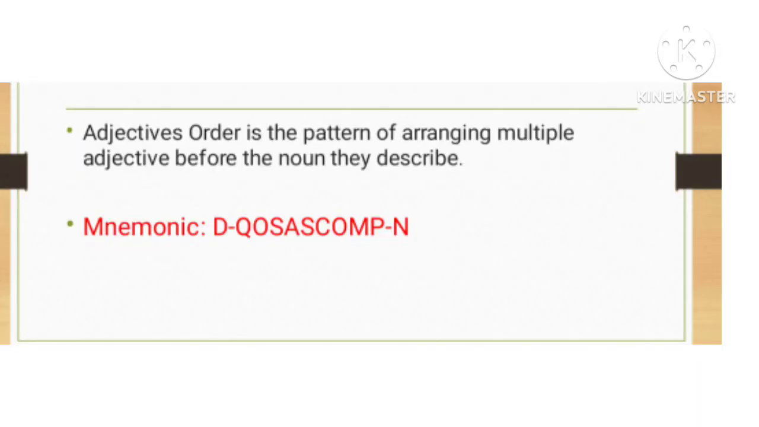Adjectives order is a pattern of arranging multiple adjectives before the noun they describe. When you have multiple adjectives before a noun, there is a pattern for arranging the adjectives for it to be acceptable, for it to be considered correct. Now, there is a mnemonic that I developed to help you understand and remember how to arrange adjectives before a noun, and that mnemonic is called the Cosas Comp N. Now let's look at this mnemonic and learn what each of the individual letters stands for.